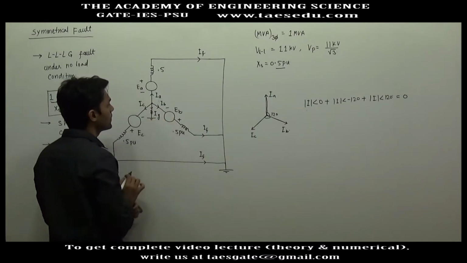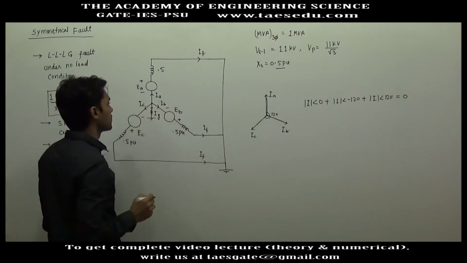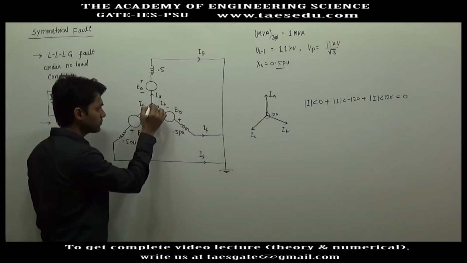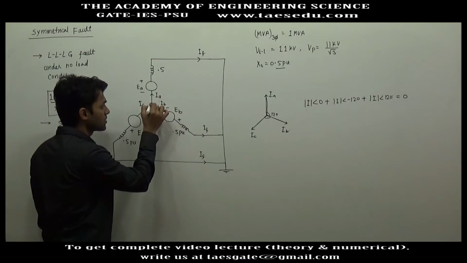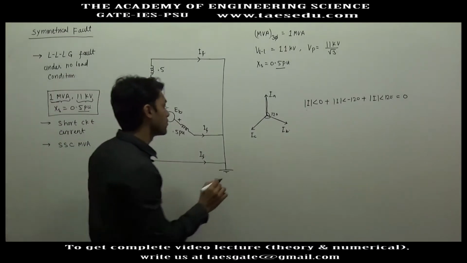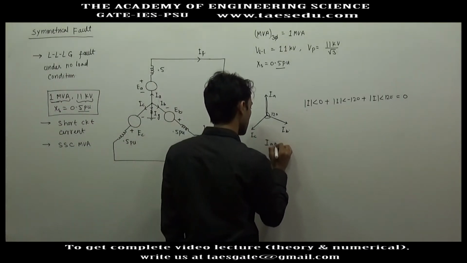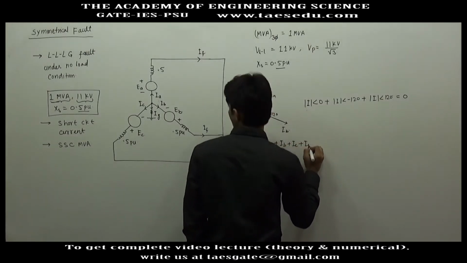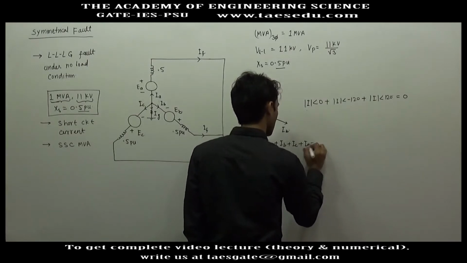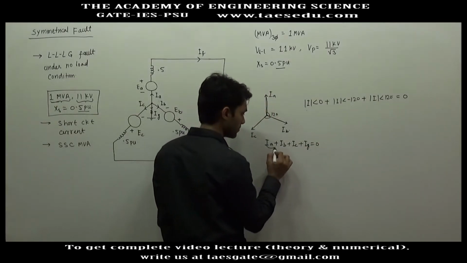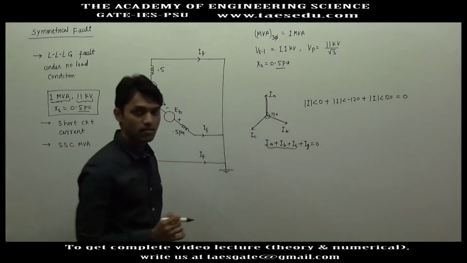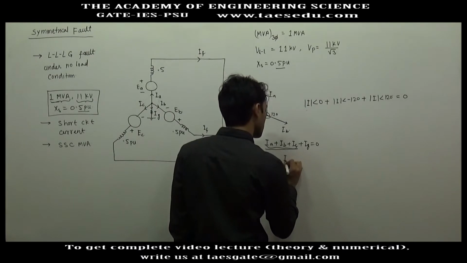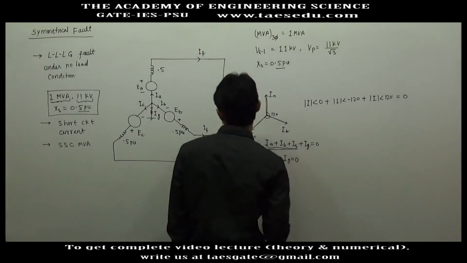So if you apply KCL at this point, what will happen? The four currents are coming from this node, so the summation of all these four currents will be 0: IA plus IB plus IC plus I ground. And since IA, IB and IC are balanced fault currents, the summation of these three currents will be 0, and you will get IG equal to 0.